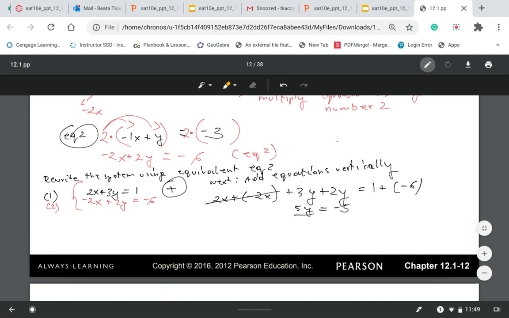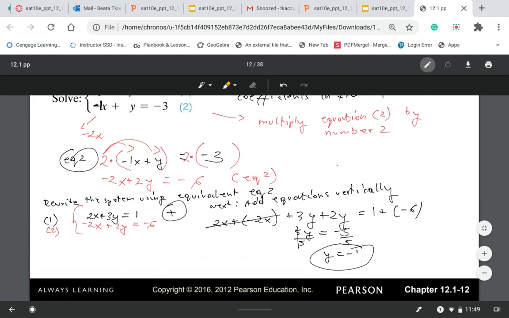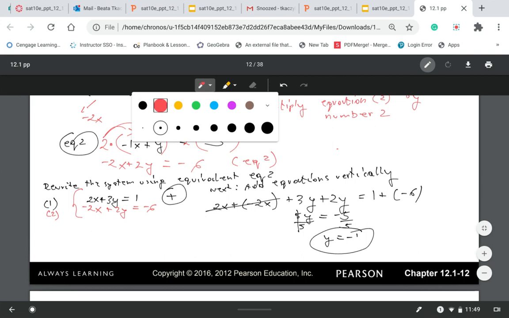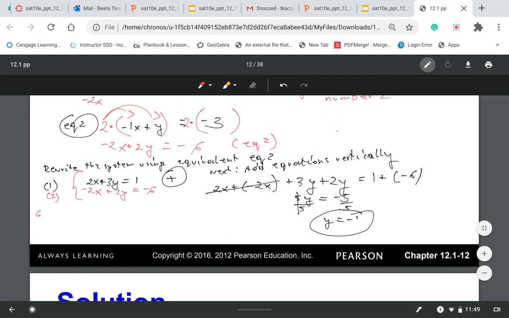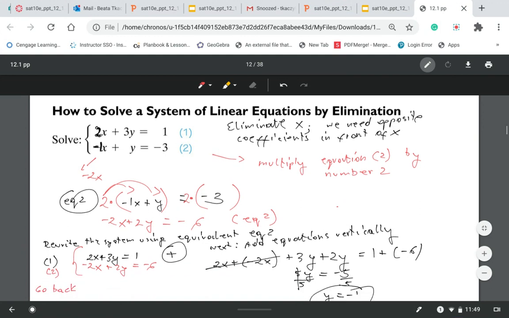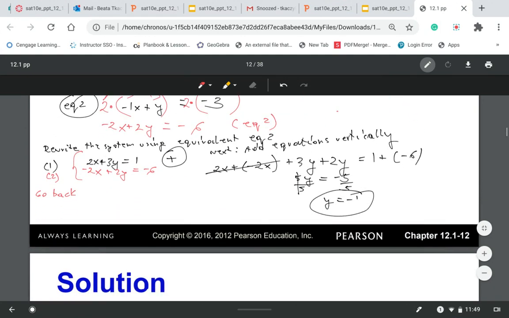We eliminated x, and now we can solve the new equation for y, and we end up with y equals negative 1. So when you have that first variable, the next step is substitution. When we find that y equals negative 1, the last step is to go back to the original equation. I will select equation 2 because it's an easy equation. You can pick equation 1, it doesn't matter.